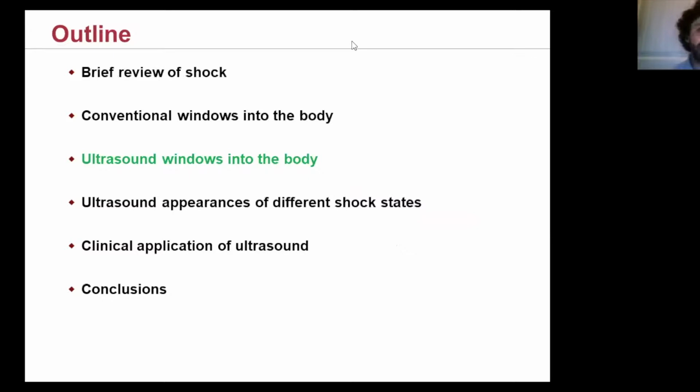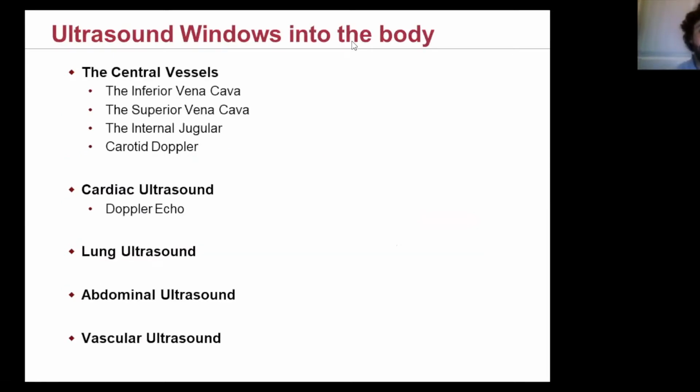This is where ultrasound can become really useful. When I think about the ultrasound windows into the body, I think about our ability to assess the central vessels, the inferior vena cava, the superior vena cava, the internal jugular and the carotid. I also think about basic echocardiogram, looking at the heart. I think about the lungs as a new and very exciting ultrasound window, and then we can talk about ultrasound of the abdomen and of the veins in the legs.